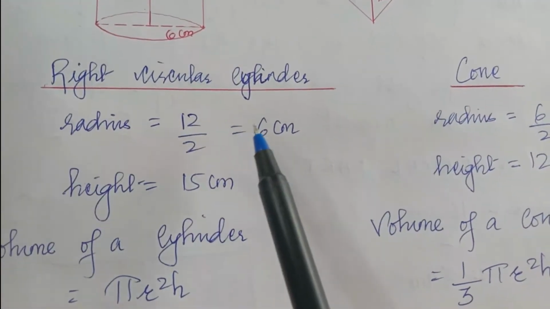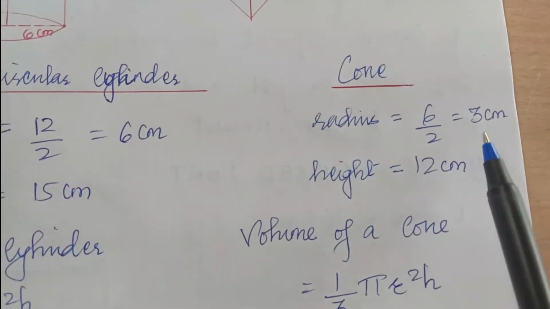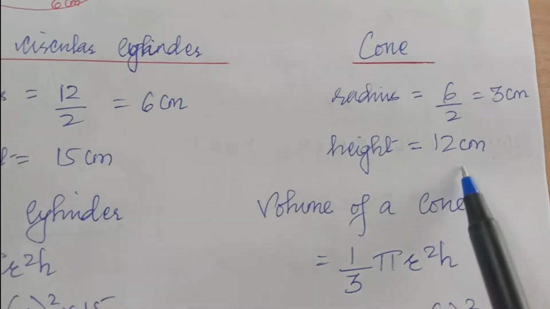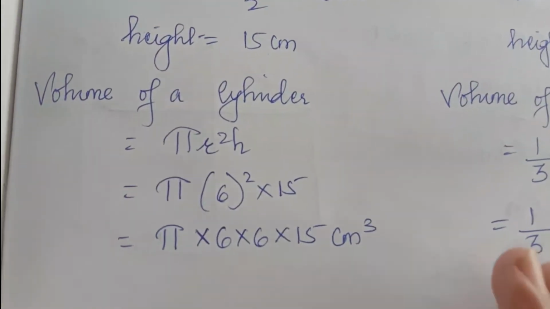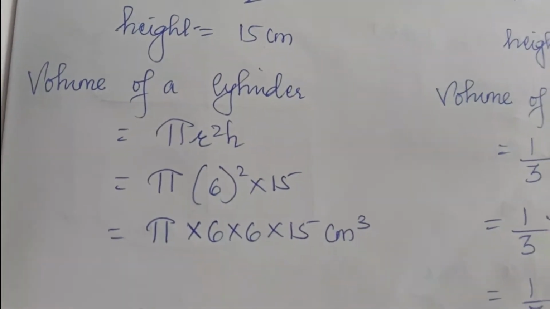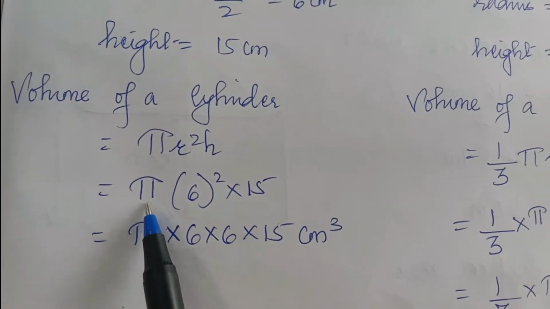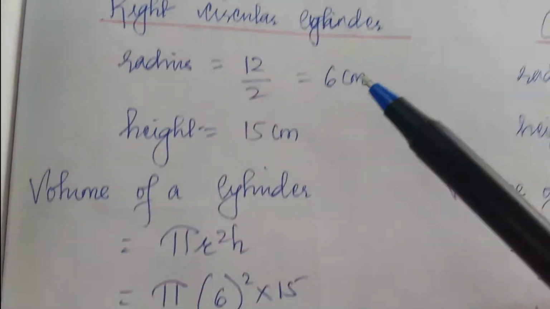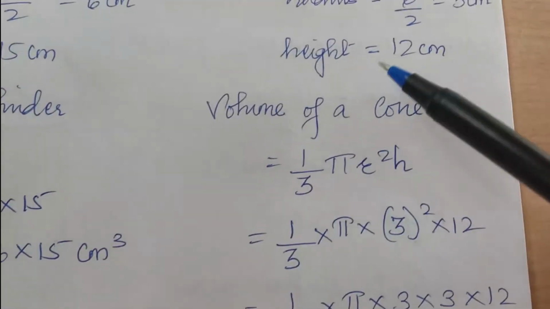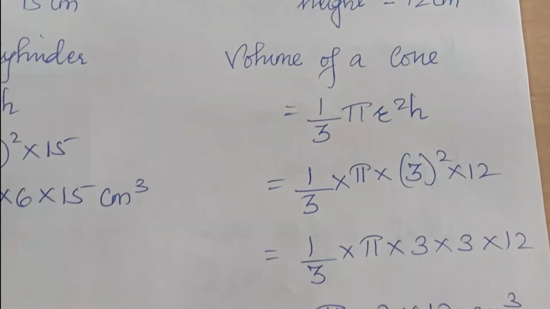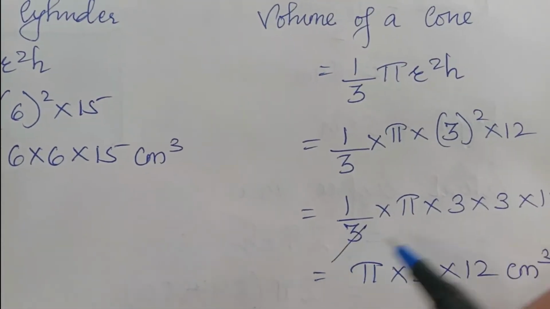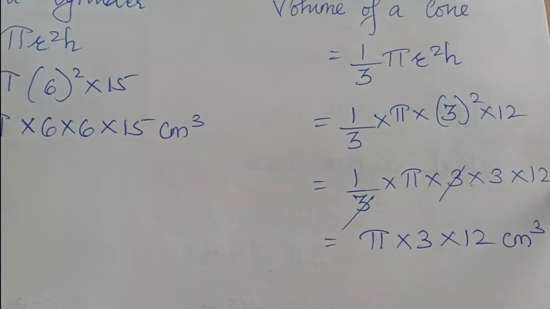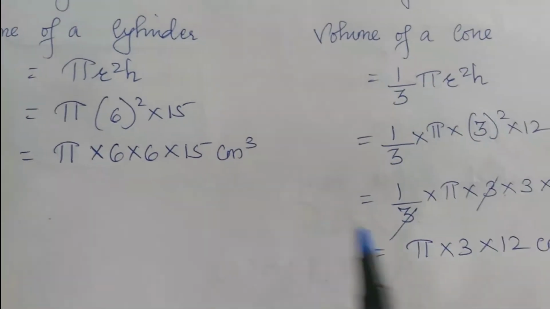So for the right circular cylinder, radius is 6 centimeter, and for the cone, radius is 3 centimeter. Height is 15 centimeter for the cylinder, and height is 12 centimeter for the cone. You have to find the volume of a cylinder, pi r square h. Do not put the value of pi because this pi will cancel with this pi afterwards. So r is 6, h is 15. Here r is 3 and h is 12. So this 3 and 3 can be cancelled. Pi into 3 into 12 centimeter cube. You can keep it like this.